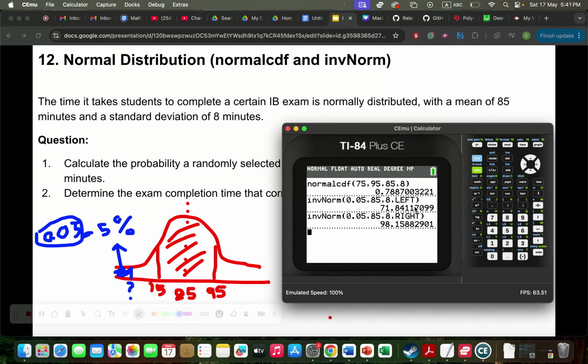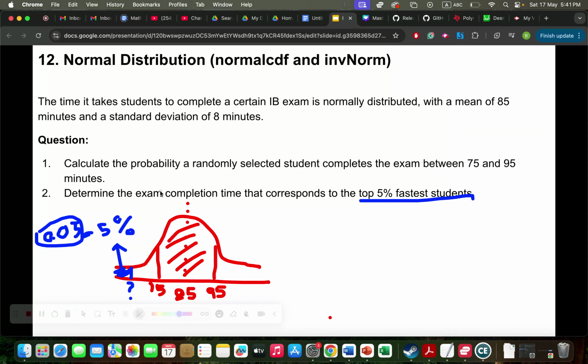So it's all very self-explanatory once you get these numbers, and that means the examination time will just be 71.8 minutes. Okay, so that's how we use the inverse norm for normal distribution. All right, hope this makes a lot of sense to you. Hopefully you're following with me.